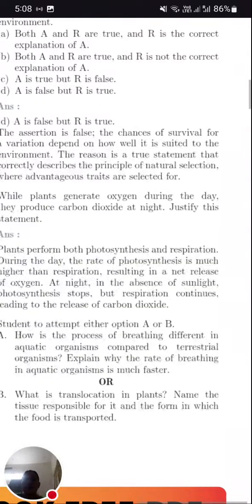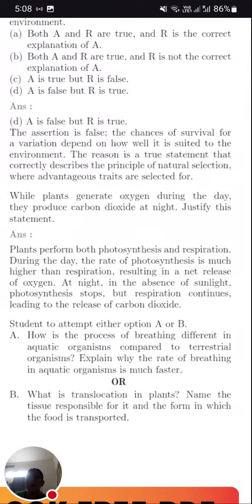How is the process of breathing different in aquatic organisms compared to terrestrial organisms? If you recall, in aquatic organisms the rate of respiration is faster compared to terrestrial organisms. Sometimes we get the question why this happens. The reason is there is a low content of oxygen in water compared to air. So to fulfill the requirement, they need to breathe faster. So this question is very important.